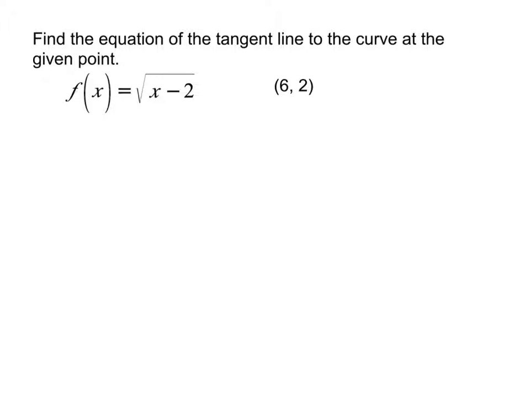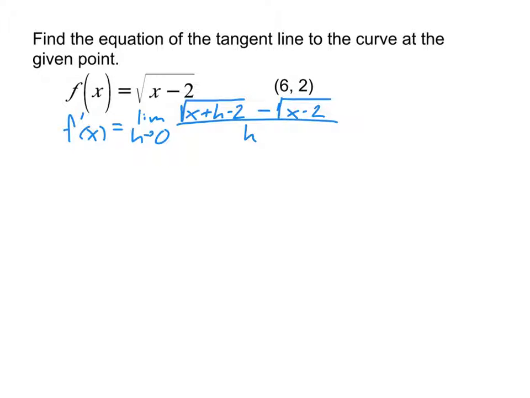And so for doing this one, again, we still start by finding the derivative, because if I'm going to write the equation of the tangent line, that means I've got to find the slope, and that means derivative. And so this is what your first step looks like when we plug it into the difference quotient, and we find the limit as h approaches 0.